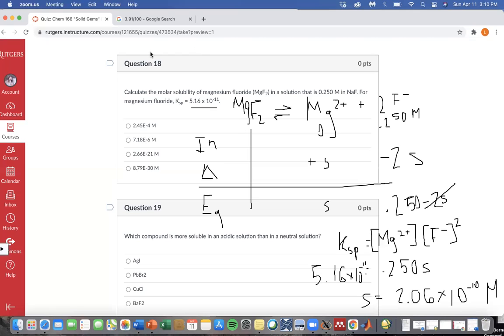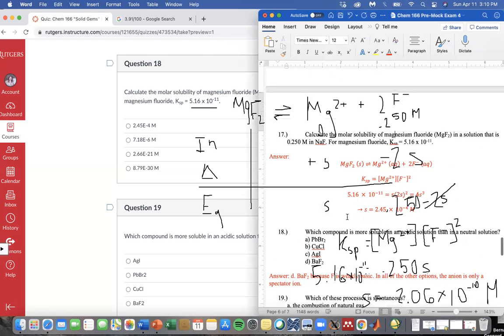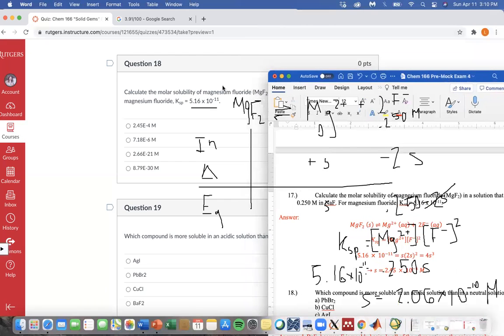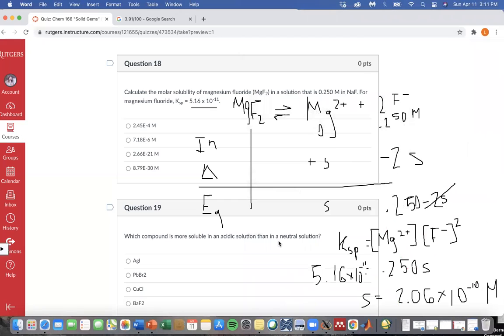I think that these answer choices are for just the normal molar solubility of a solution. If you just solve for the normal molar solubility of MgF2, I think it would be 2.45 times 10 to the negative 4th. But because we have this ion in it, it complicates it. So it's actually not any of the answer choices, and it would be 2.06 times 10 to the negative 10th.